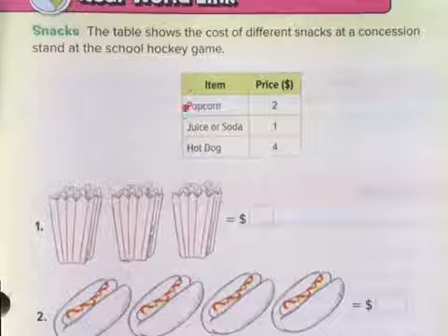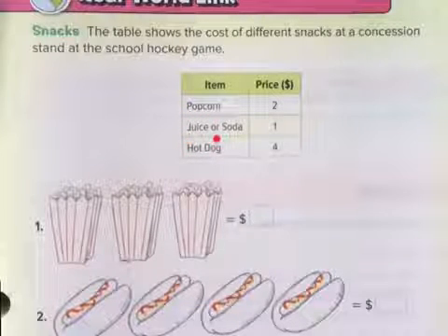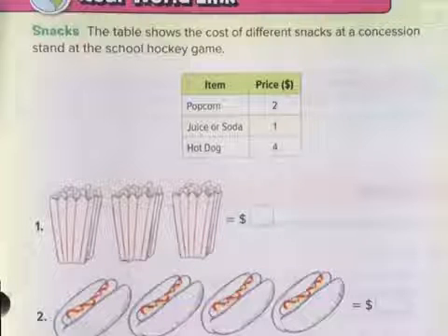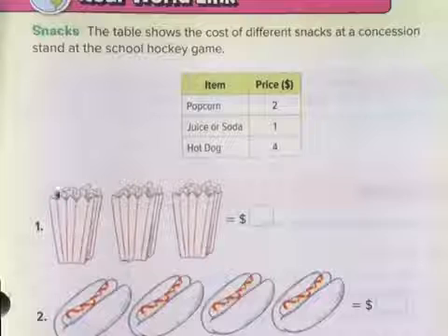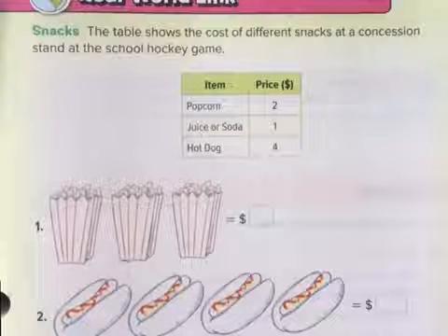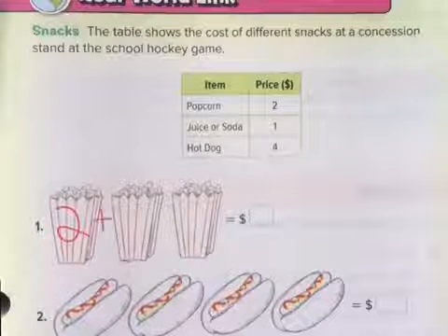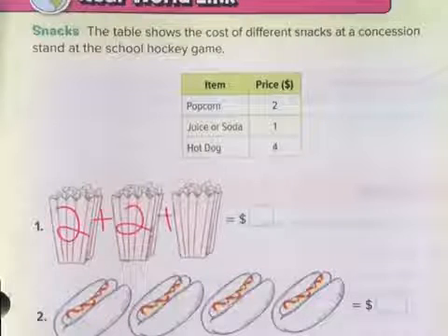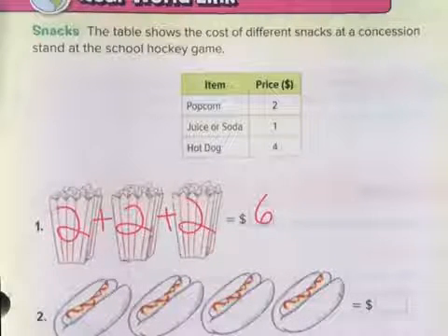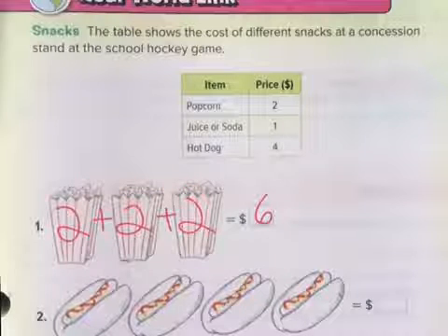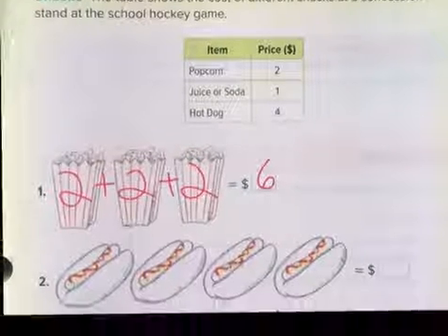So we have the items: popcorn, juice or soda, and hot dog. We have $2 for popcorn, $1 for juice or soda, and $4 for a hot dog. And here we have one popcorn, so we know that this is worth 2 plus another 2 plus another $2. In total it is going to be $6. You know how to count by 2s, right? 2, 4, 6. And now let's look at the hot dogs.